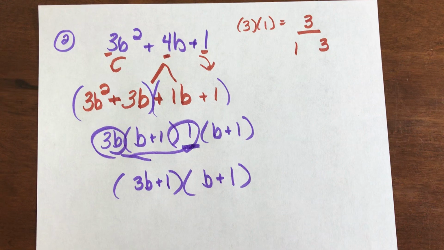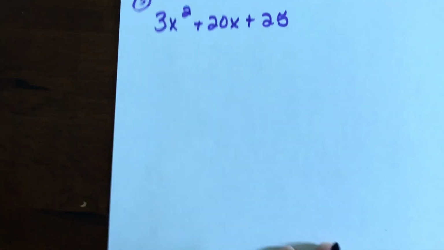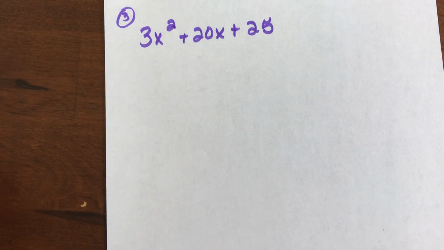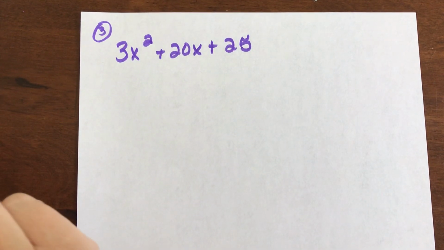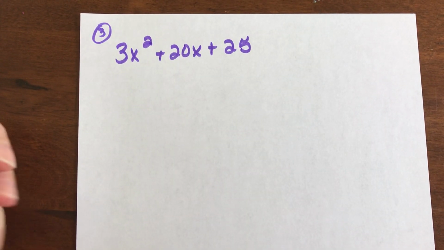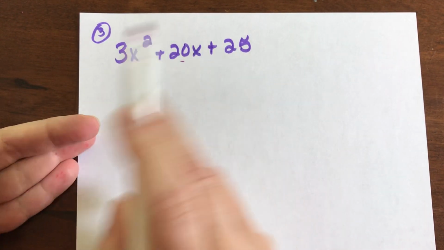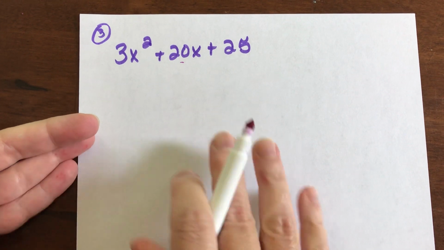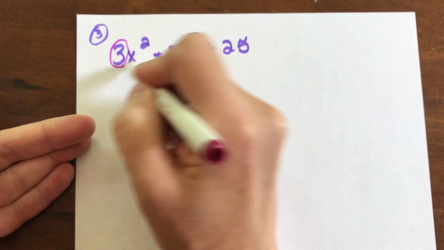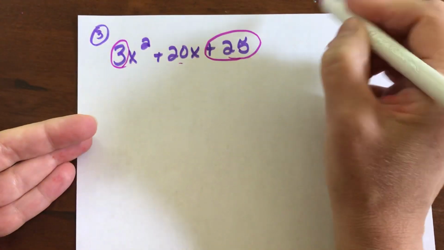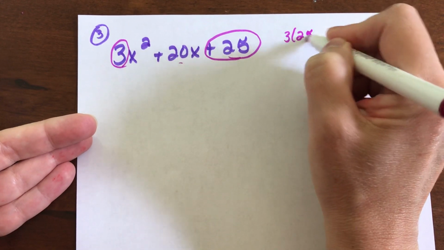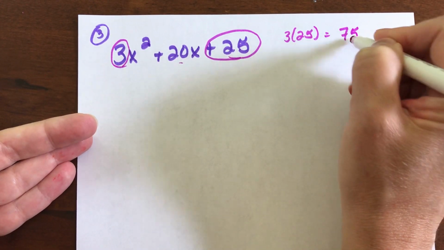Okay? All right. Let's look at number 3. All right, now the numbers are going to start getting a little bit bigger. So when the numbers start getting a little bit bigger, let's just stop and think about something. Just make sure that you can't pull a GCF out here. Is there a common factor of 3, 20, and 25? No. So what we've got to do is multiply the 3 times a positive 25. So 3 times positive 25 is going to be 75.